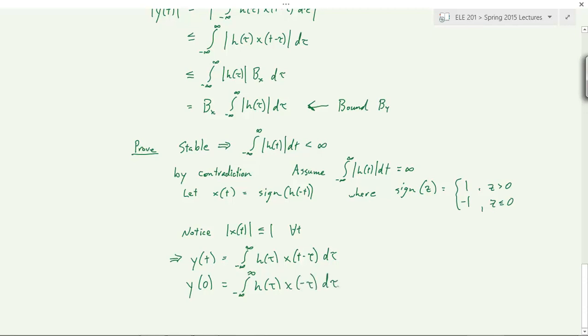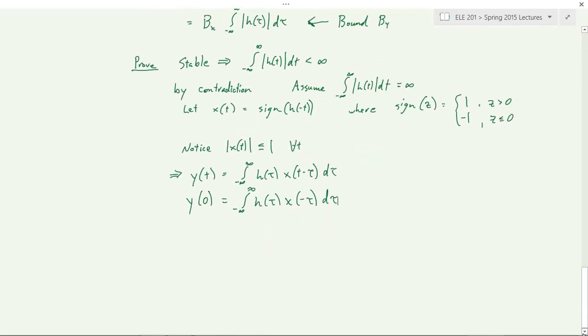All right? Now, because of our definition of x, this just becomes h of tau sine of h of tau, there's a negative tau there, in the definition, okay? And that equals the absolute value of h. Equals infinity.